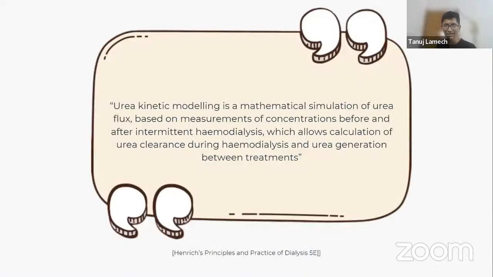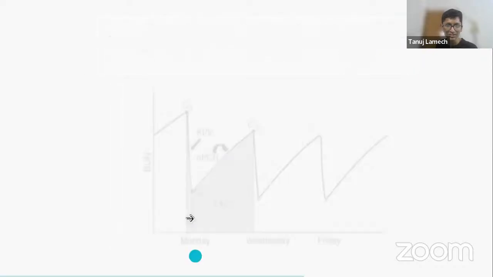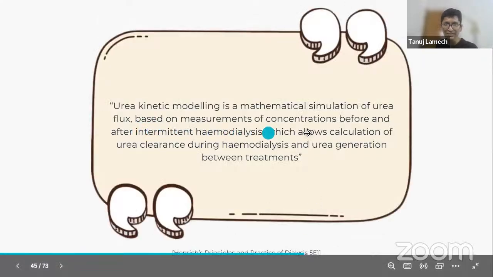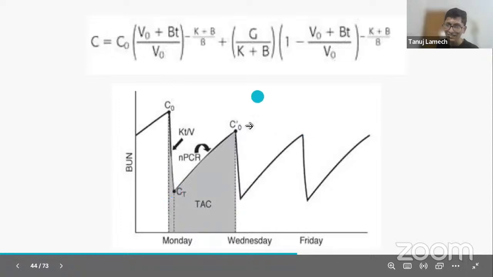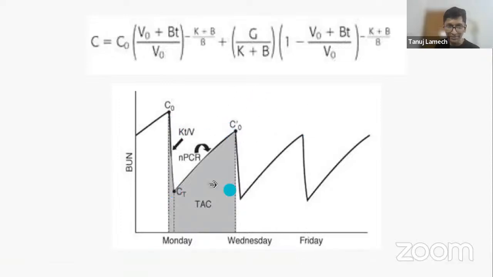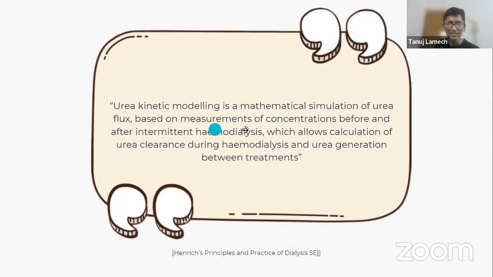So this is basically, again, the definition of urea kinetic modeling. It is a mathematical simulation of urea flux, based on measurements of concentrations before and after intermittent hemodialysis. So you're going to measure only C0 and Ct. It would actually make life a lot easier if you measured this also, but we don't. Because as you know, we measure only pre and post HD urea. There's a way to bypass that, and we'll come to that. But the only things you're measuring are C0 and Ct. And this allows the calculation of urea clearance during HD.